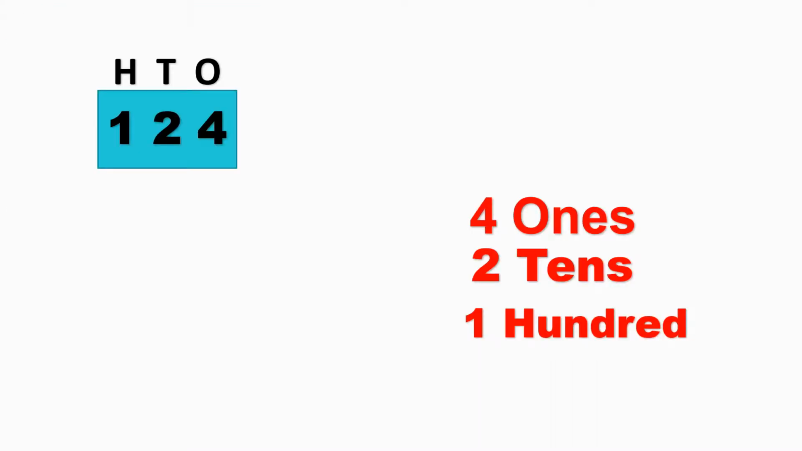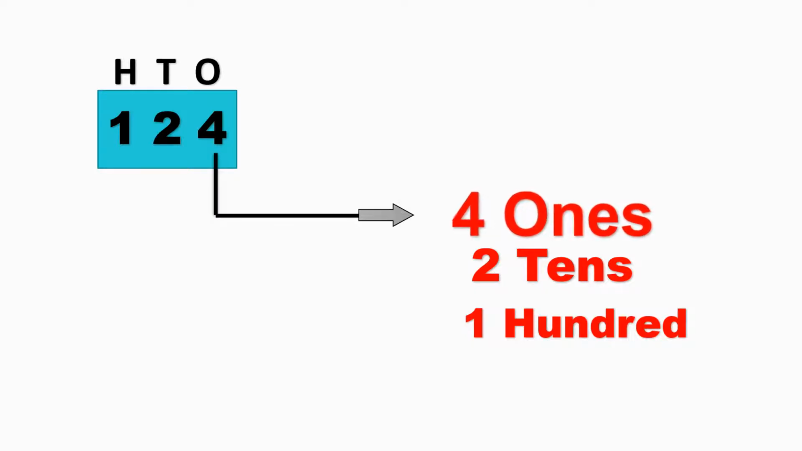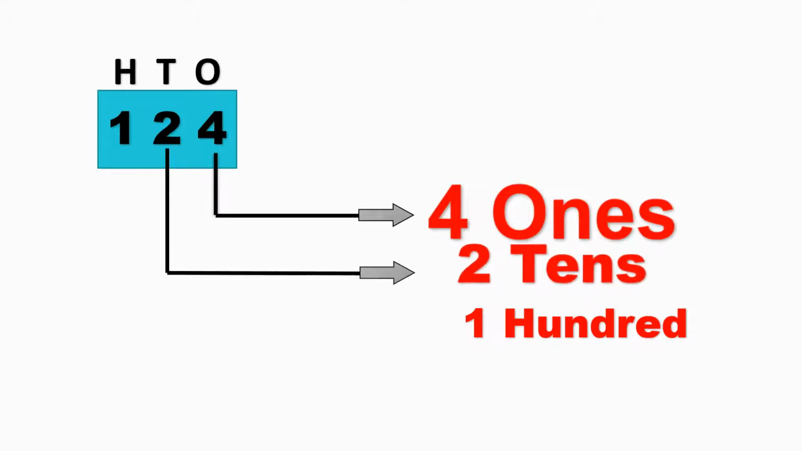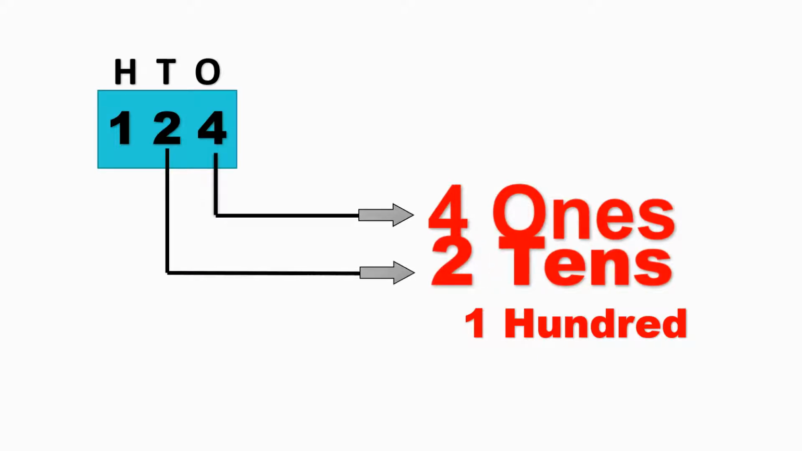Now let's see the place value of 4. So 4's place value is 4 ones. 2's place value is 2 tens. And last one's place value is 100.